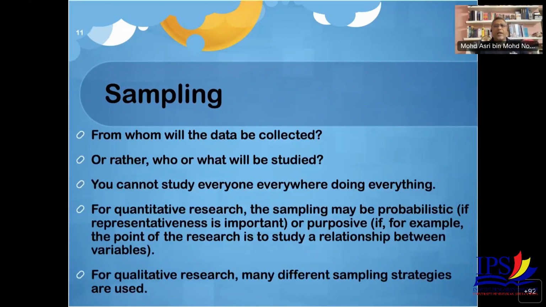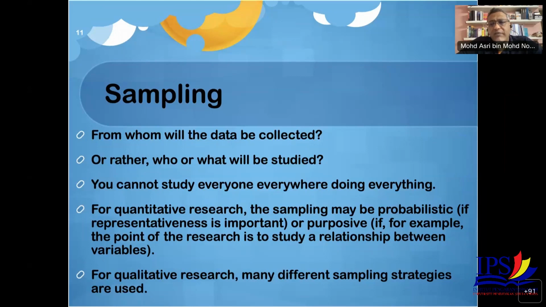Right. Now let's go to population and sampling. When we talk about sampling, of course we have population first, then we have sampling. But when we talk about sampling, there is the population itself, and the target population. Sampling would be the people who would be involved in data collection. So from whom will the data be collected? You need to explain who or what will be studied.